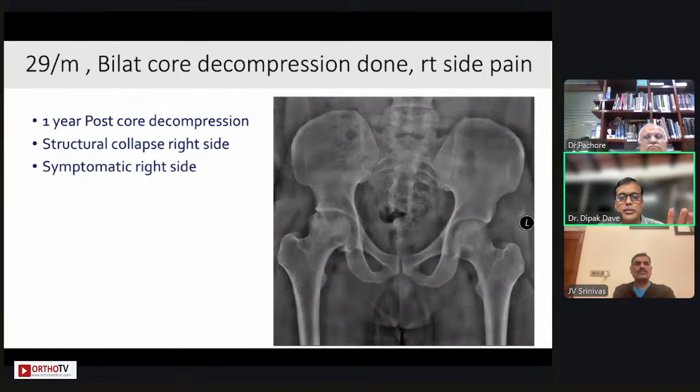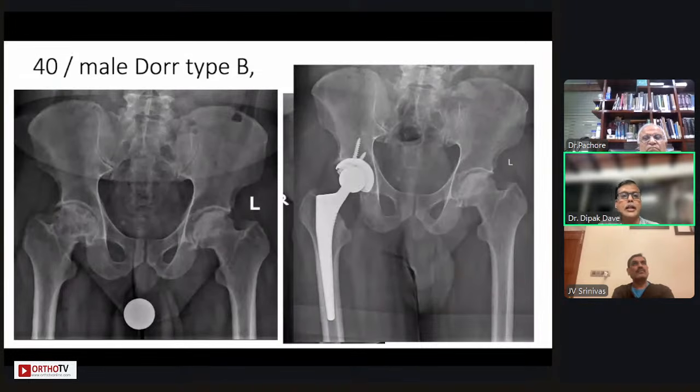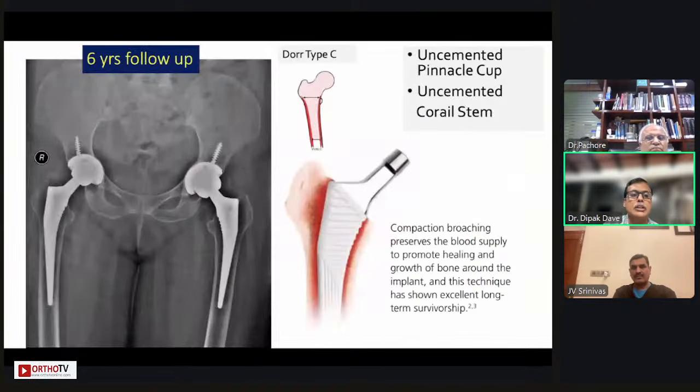Bilateral core decompression done in this patient. Here I have used again an uncemented highly cross-linked poly with Corail and ceramic head. Dorr type B, Corail, and these are all cases done very frequently, routine practice. AVN and rheumatoid are so commonly encountered. 66-year-old female, rheumatoid. Again, I have done with the Corail. 6 years follow-up, patient is doing well.